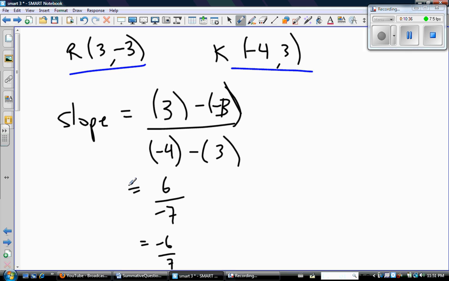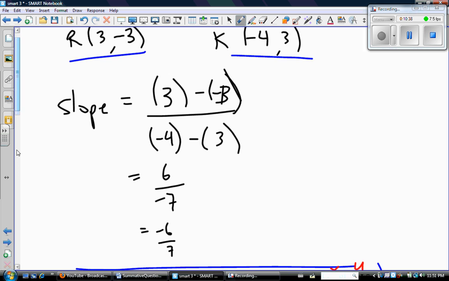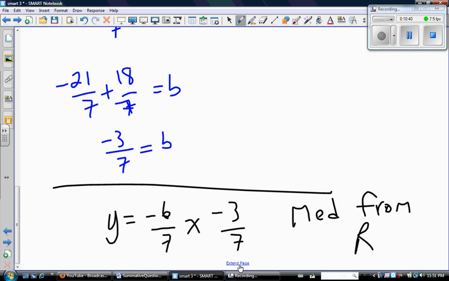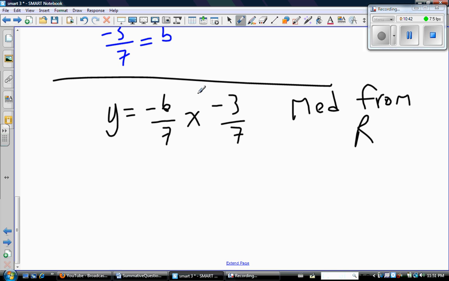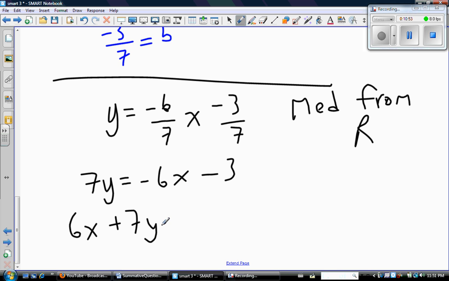Again, is your teacher really into standard form? Let's make sure it's in standard form then. So I need to get rid of my fractions. I'm going to multiply by 7. So 7y equals negative 6x minus 3. And then move these to the left of the equal sign where the sign changes. And there it is in standard form.